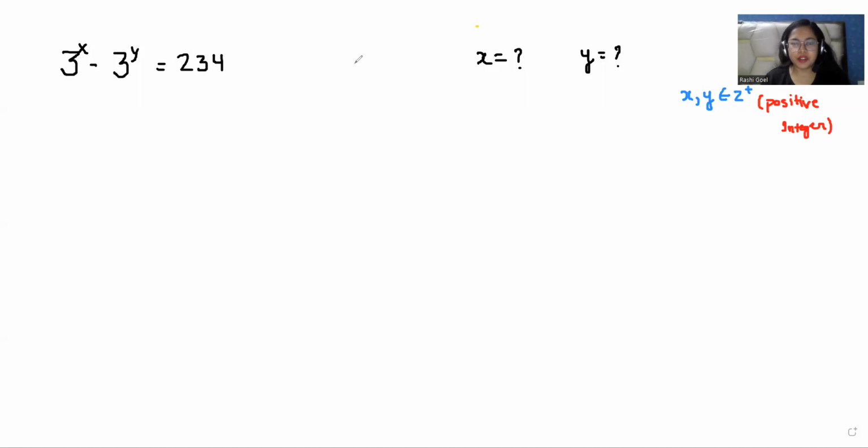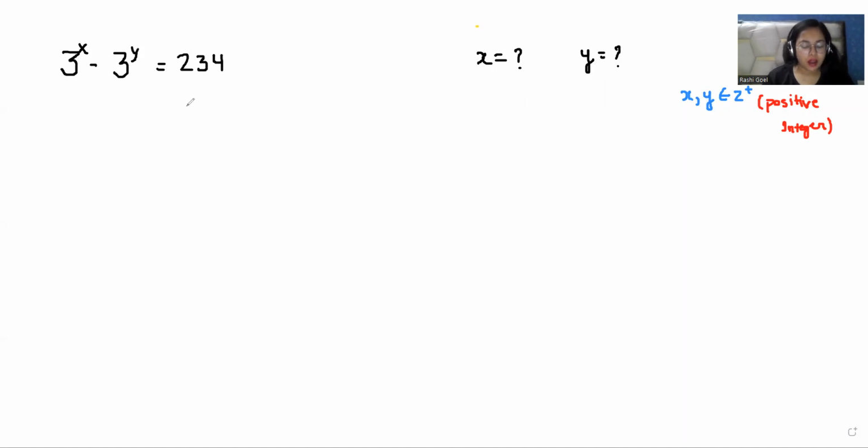My name is Rashi Goyal, and in this video we are going to solve this: 3^x - 3^y = 234, and we have to calculate the value of x and y, where x and y belong to positive integers. So let's start with today's solution.